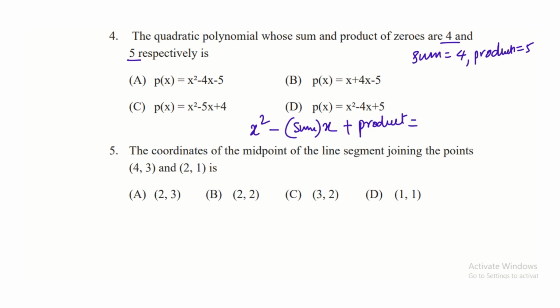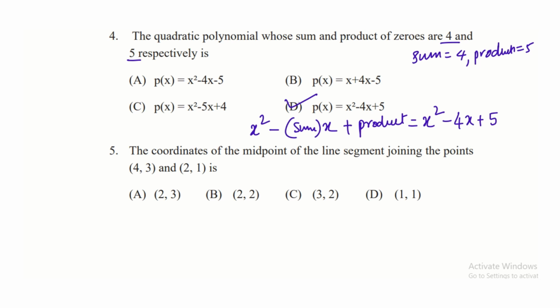So just replace the sum and product by their values. So we get x square minus, the sum is 4, so write 4x, and the product of the zeros is 5, so write 5 here. So option D is the correct answer, that is x square minus 4x plus 5. Moving on to question number 5.